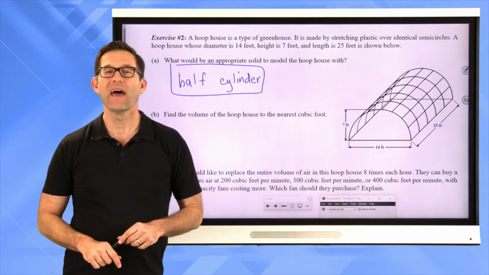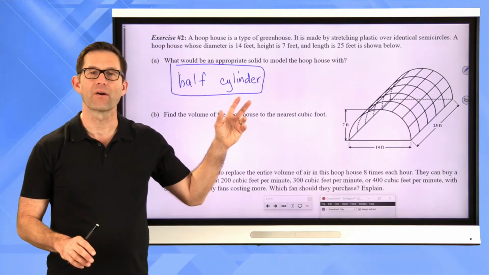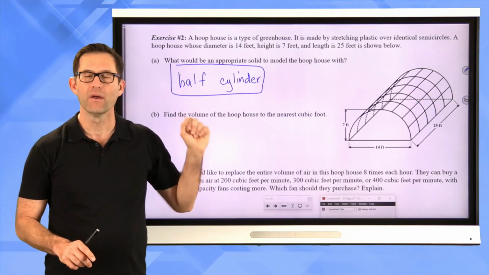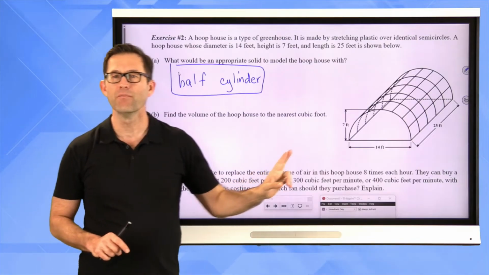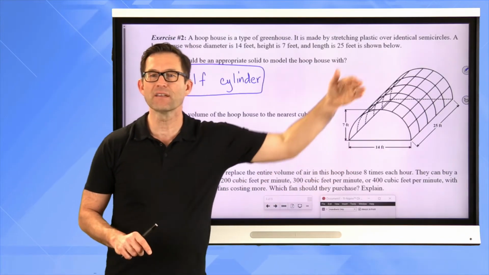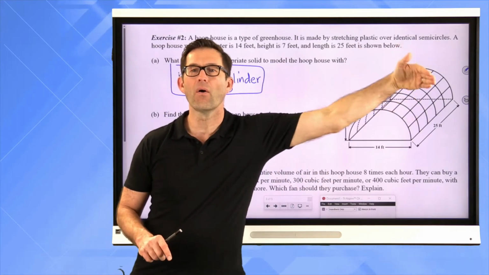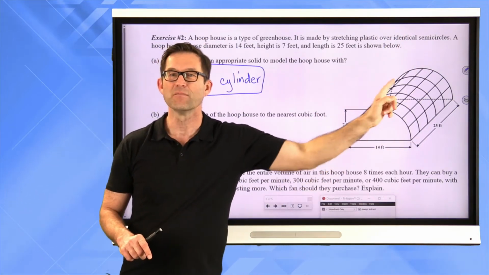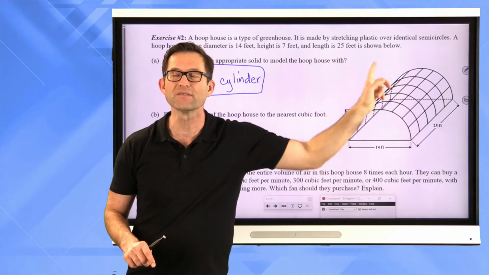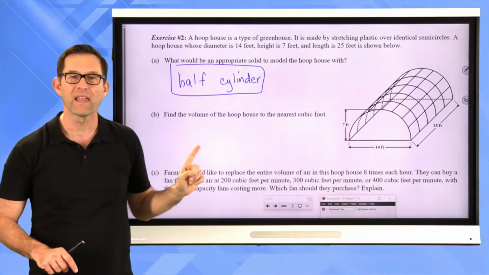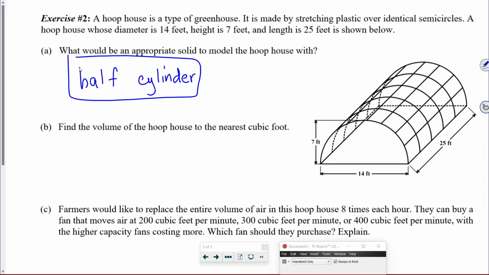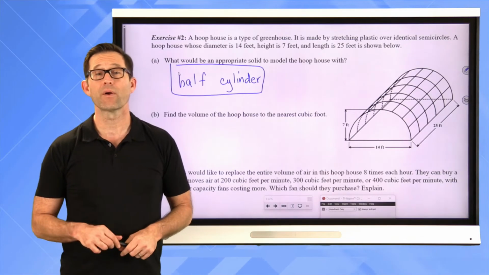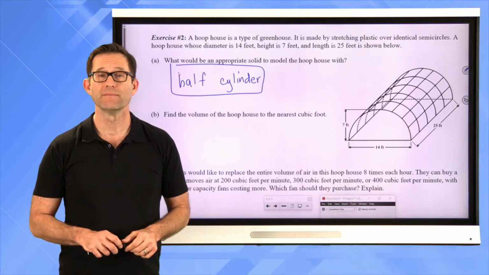Now, honestly, it doesn't particularly matter what we call it. We should be able to find the volume because we have a constant cross-section all the way through this thing. You can literally see the hoops themselves are these identical semicircles. And that leads us to letter B. Find the volume of the hoop house to the nearest cubic foot. See if you can figure out the volume of the hoop house.